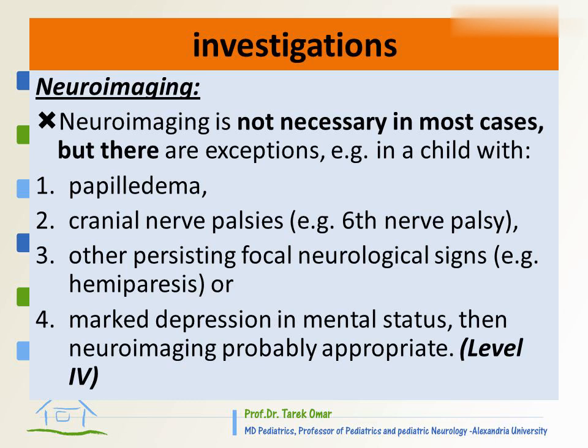Neuroimaging is not necessary in most cases, but there are exceptions, for example in a child with papilledema, cranial nerve palsies, for example sixth nerve palsy, other persisting focal neurological signs, for example hemiparesis, or marked depression in mental status, then neuroimaging is probably appropriate. Level 4.